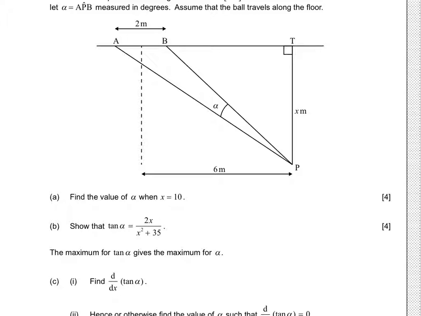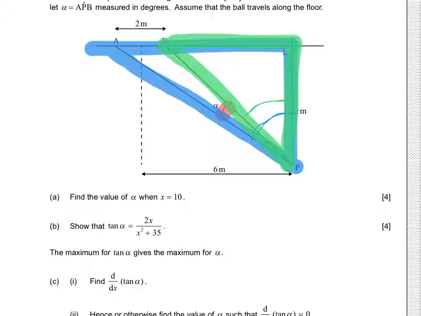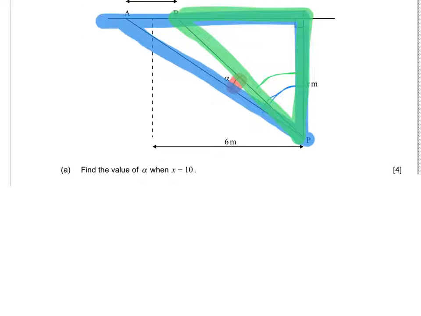So we're going to find the size of this angle. The easiest way to do that is to find the size of this angle using right angle trigonometry, because you've got a blue triangle here. And find the size of the slightly smaller triangle, and you find this angle. And so that's this triangle. Find the difference between them, and that'll give you alpha. Okay, so let's do that.